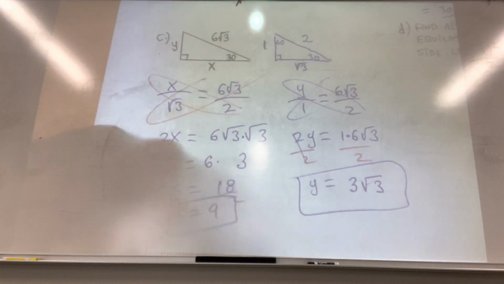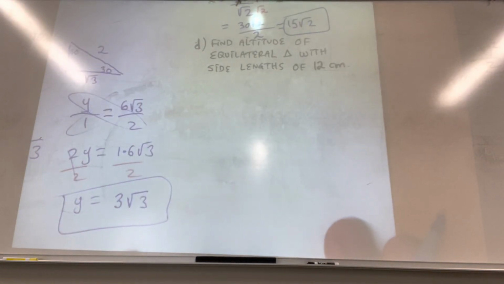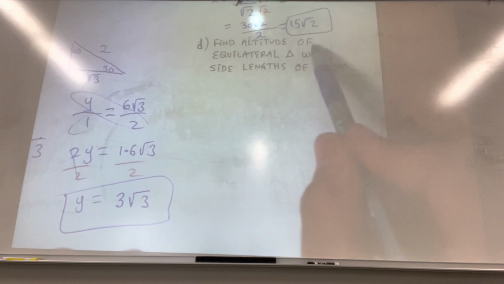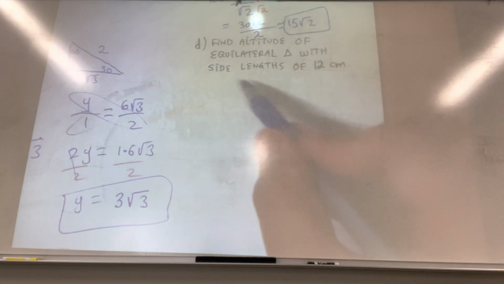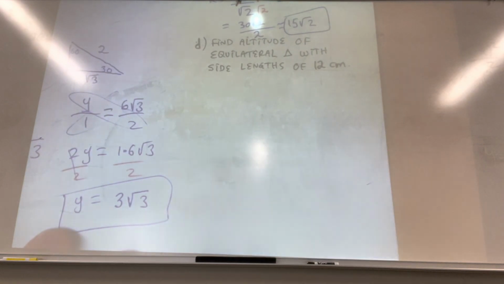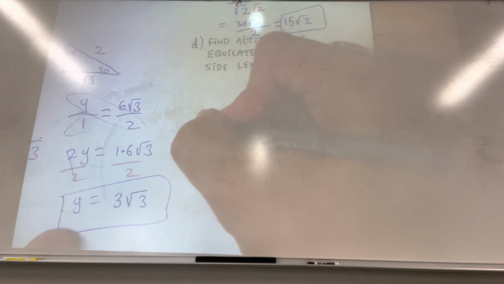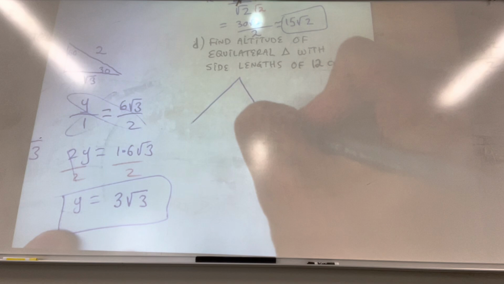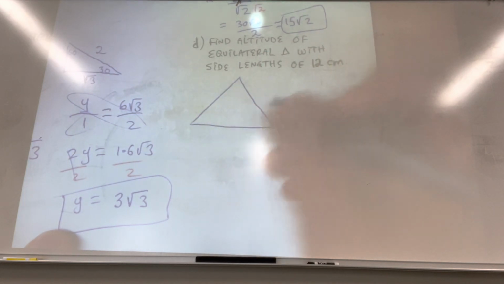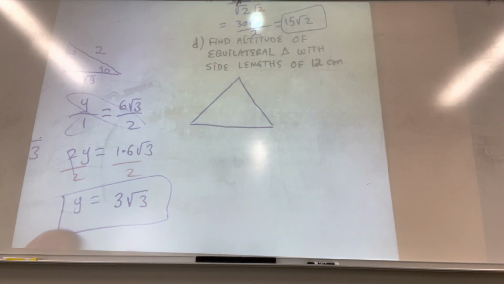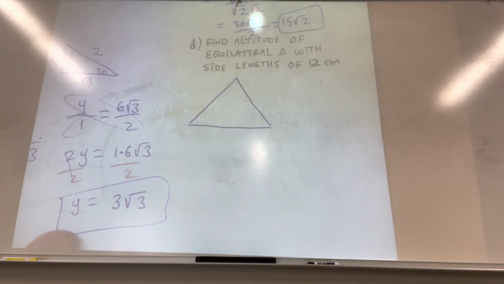Okay? All right, let's take a look at our last one here for today. Find the altitude of the equilateral triangle with side lengths of 12 centimeters. Ah, equilateral triangle. We talked about this yesterday. What do we know about an equilateral triangle? All the sides are congruent, which means, what about the angles? It's going to be 45, 45.